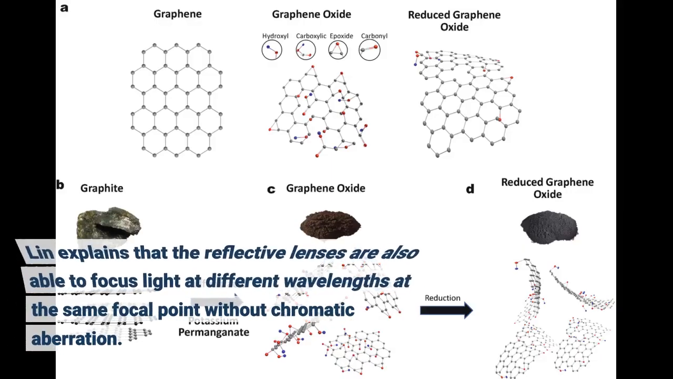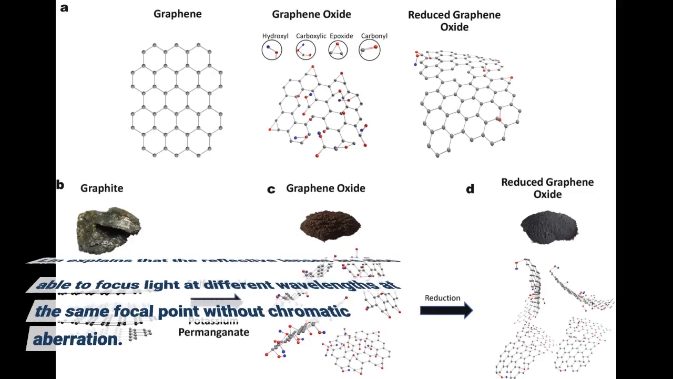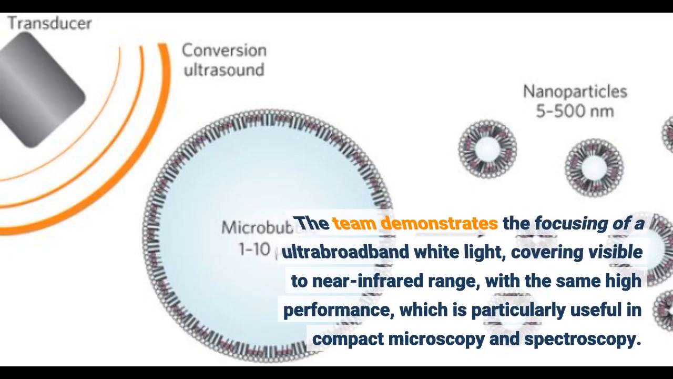Lin explains that the reflective lenses are also able to focus light at different wavelengths at the same focal point without chromatic aberration. The team demonstrates the focusing of ultra-broadband white light, covering visible to near-infrared range, with the same high performance, which is particularly useful in compact microscopy and spectroscopy.